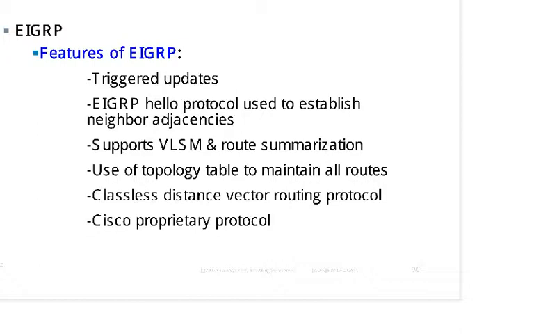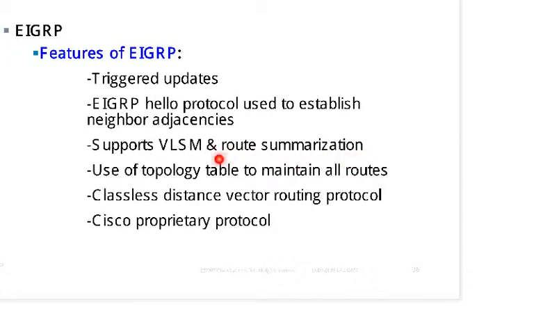Okay? EIGRP uses a topology table to maintain all routes, and this combines with the hello protocol. So through the hello protocol, you discover the topology, and you have to maintain that topology in a topology table in order for you to send targeted updates to targeted routers, because the updates again are partial and bounded. Okay, so in order for EIGRP to do that, it has to maintain the topology table.